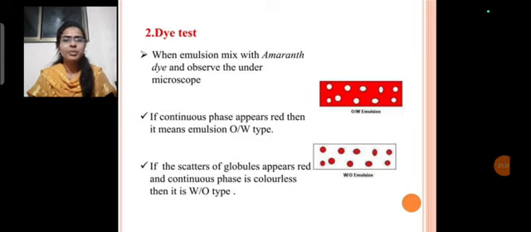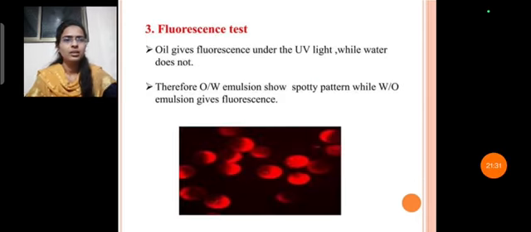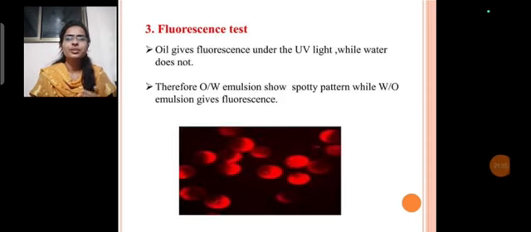Next is the fluorescence test. In the fluorescence test, only the oil phase gives fluorescence under UV light, while water does not show fluorescence. Therefore, an O/W type of emulsion does not show fluorescence, while a W/O type of emulsion gives fluorescence under UV light.